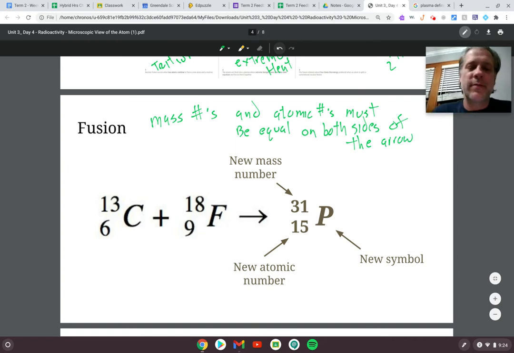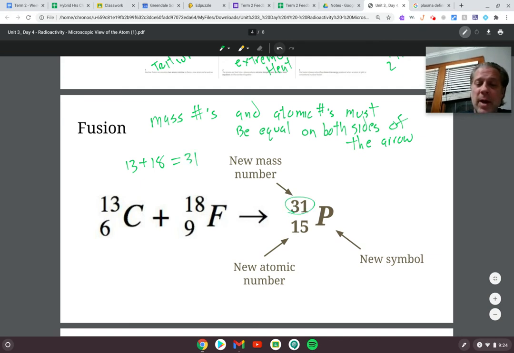So in the case of carbon and fluorine, if I look at my mass numbers, basically it's going to be 13 for carbon and 18 for fluorine. And when you add that up, you get 31, which is my new mass number over on the product side. I'm going to take my atomic numbers, which are 6 and 9, and add them up, and I get 15, which is equal to my new atomic number.